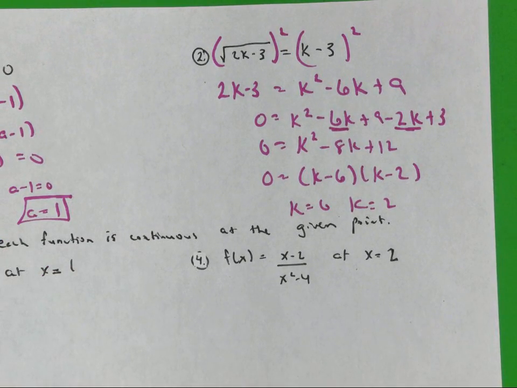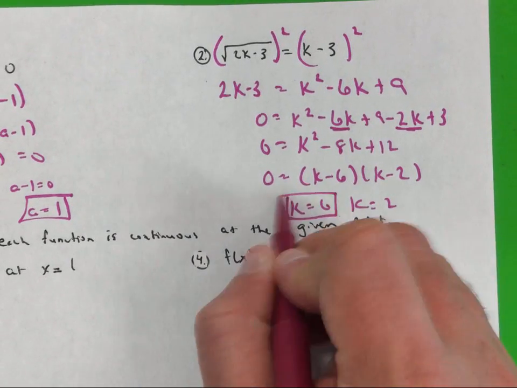6 minus 3 is what? 3. So when I plug 6 in, I need to get 3, don't I? What's 2 times 6? Come on, a little stronger than that. 2 times 6? 12 minus 3 is? Square root of 9 is? Did it equal 3? Yes.